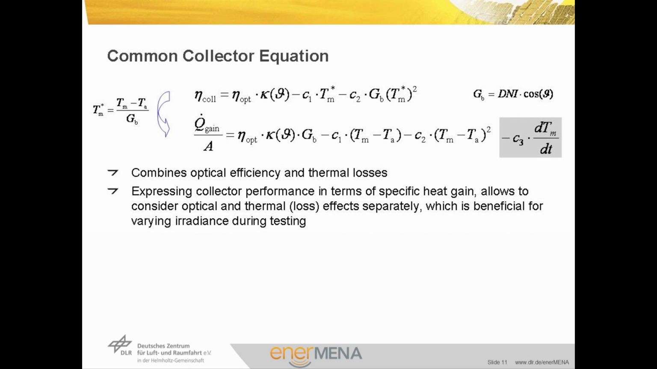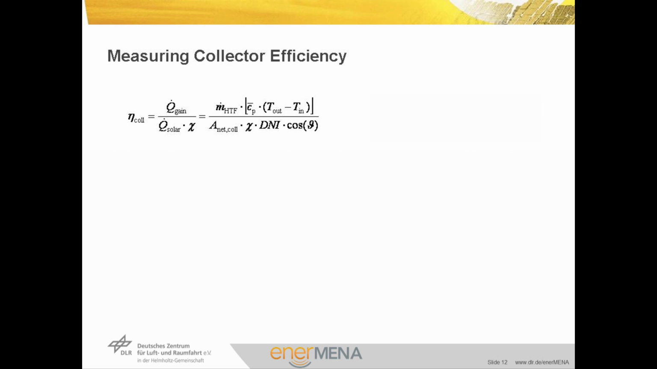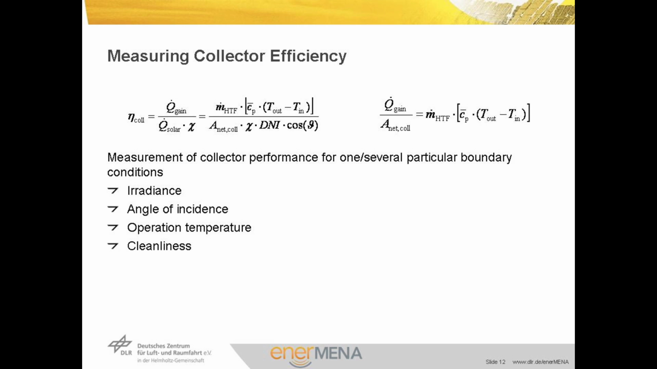In the case of not strictly stationary testing, the heat capacity also needs to be considered. The parameters of such empirical models are determined from performance test data by means of regression or optimization. In performance testing, the thermal efficiency is measured in terms of the ratio of the useful heat and available solar irradiance. The useful heat is determined from measurements of the heat transfer fluid inlet and outlet temperature, mass flow rate, and specific heat capacity. The available solar input corresponds to the product of aperture area, direct normal irradiance, cleanliness, and cosine of the angle of incidence.